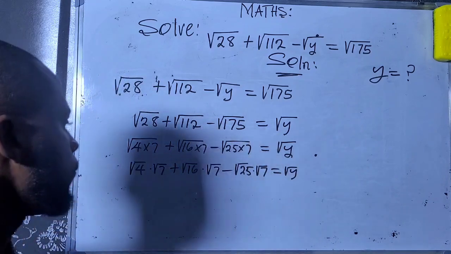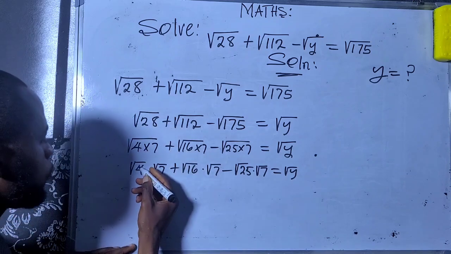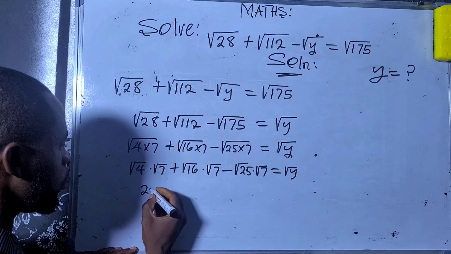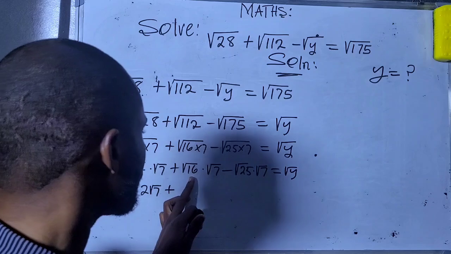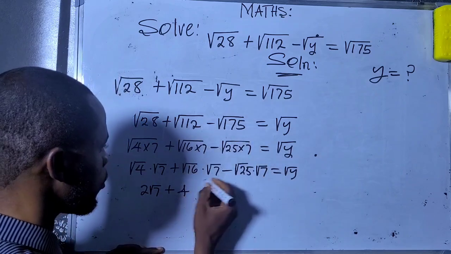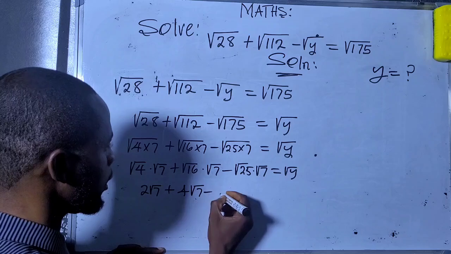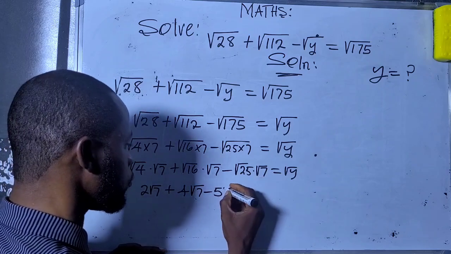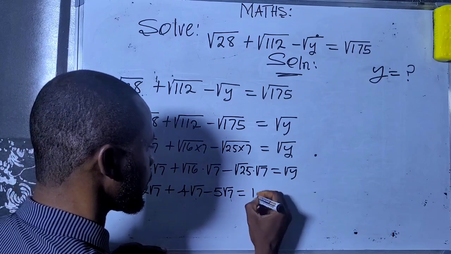Now, you break this down further. Square root of 4 will give you 2 times square root of 7, it becomes 2 root 7. Plus, here, square root of 16 is 4. Then we have 4 multiplied by square root of 7, that will give you 4 root 7. Then minus square root of 25 is 5, multiplied by square root of 7, that will give 5 root 7 equals square root of y.